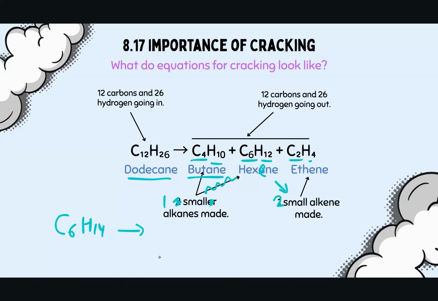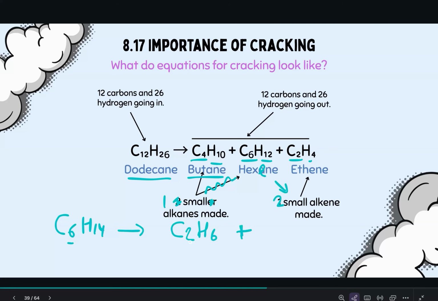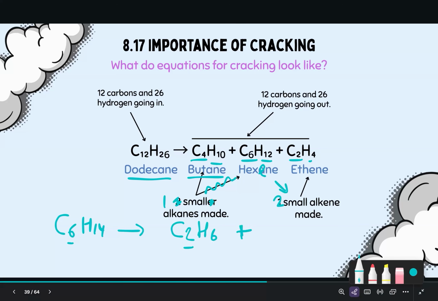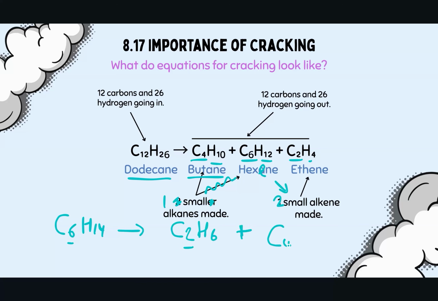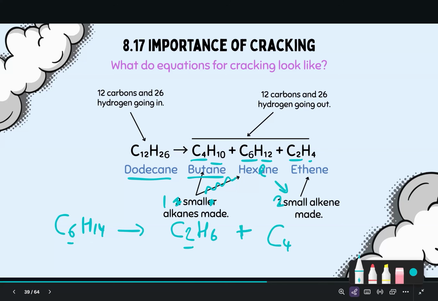So C6H14 makes an alkane and an alkene. Let's say it makes an alkane, which is C2H6. So what else is it going to make? Now we had 6 carbons, we've used up 2. How many carbons are left? 4. How many hydrogens are left? 14 take away 6, 8. Now whenever you double the number of carbons to get hydrogens, that's an alkene. So we know that's an alkene.